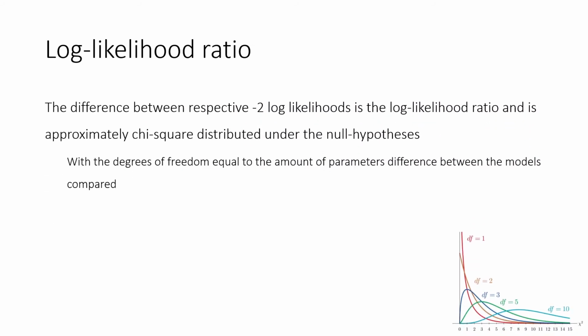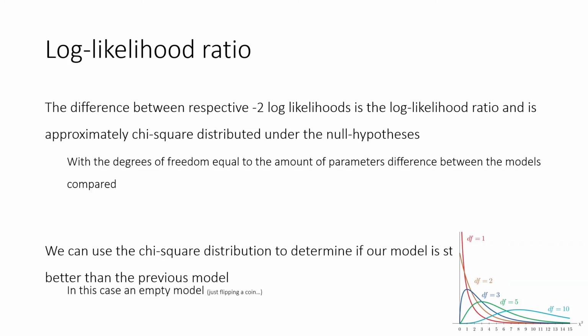So the difference between these two log likelihoods is what we call the log likelihood ratio. This likelihood ratio is approximately chi-square distributed under the null hypothesis, and it has degrees of freedom equal to the amount of parameters difference between the models. So in our case, because we only added BMI to our model, the difference between an empty model and our model with BMI is 1. So the amount of degrees of freedom that we have is 1.